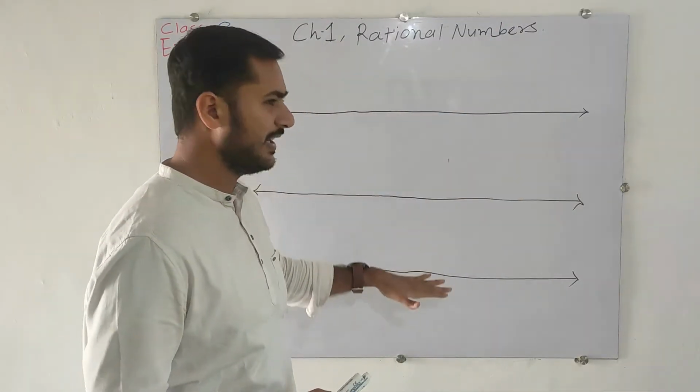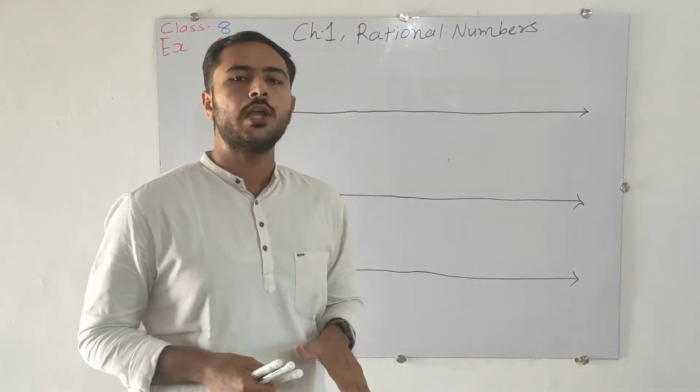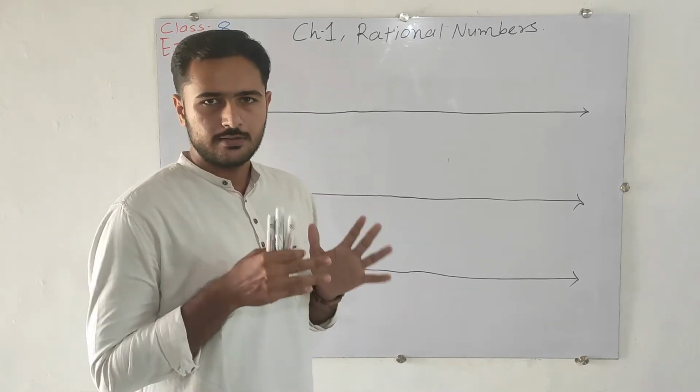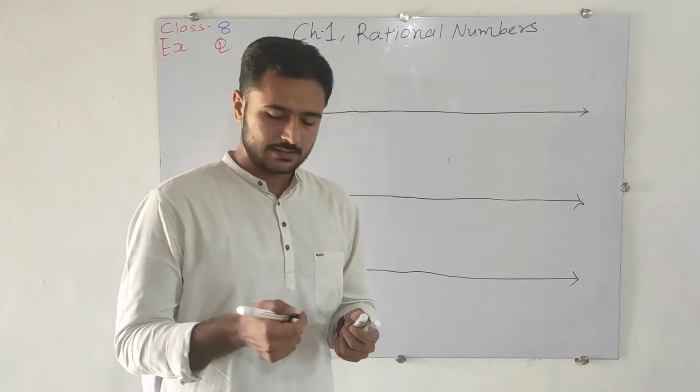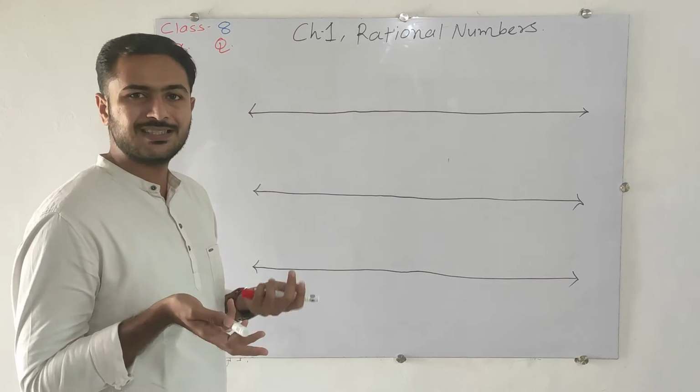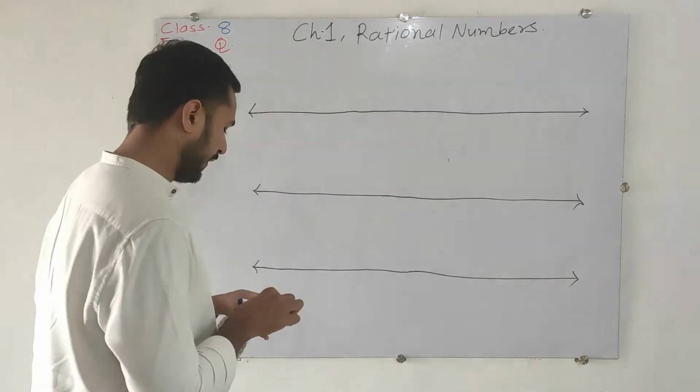Here we have 3 lines. On that we are just going to represent the rational numbers. So that will be the number line for the rational numbers. So let's see how we can. On the first one, I am just going to represent the rational numbers randomly, not any fixed one.